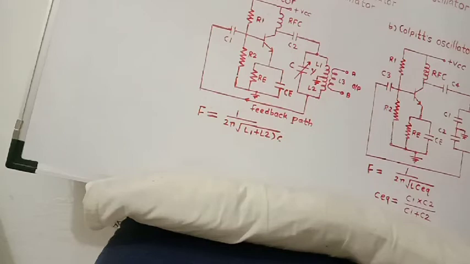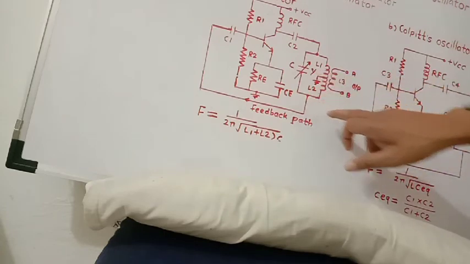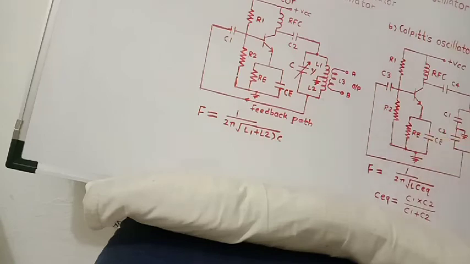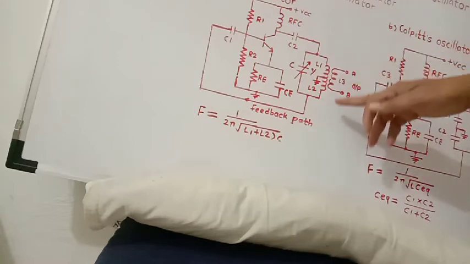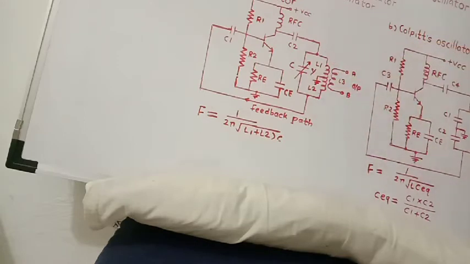Then we will study the Colpitts oscillator. This is the circuit diagram of the Colpitts oscillator. The circuit diagrams of the Hartley oscillator and the Colpitts oscillator are the same, except here two capacitors are connected in series instead of two inductors. In the Hartley oscillator, the inductors are connected in series, and in the Colpitts oscillator, the two capacitors are connected in series and their center point is earth.